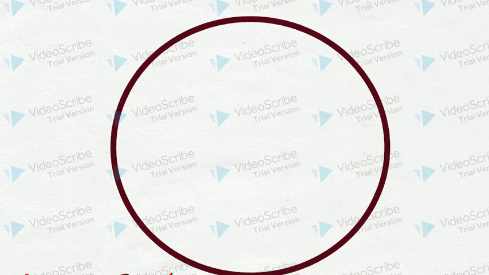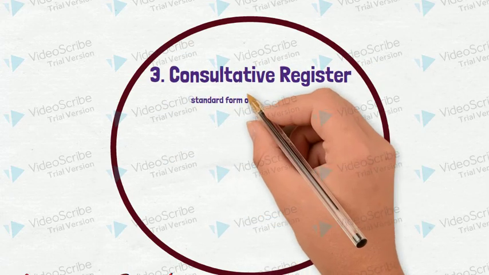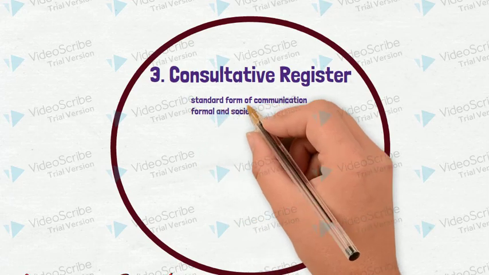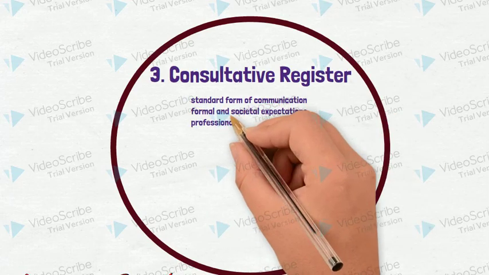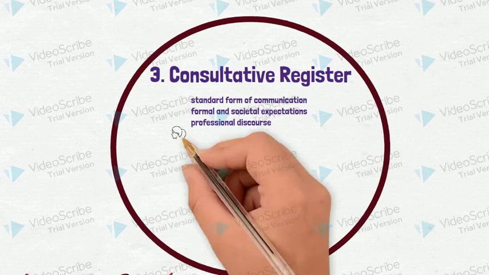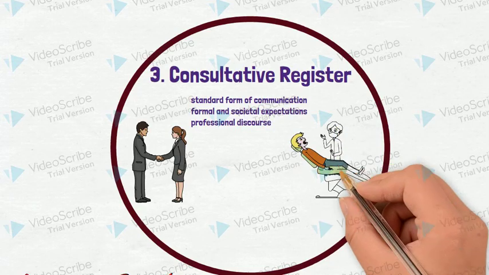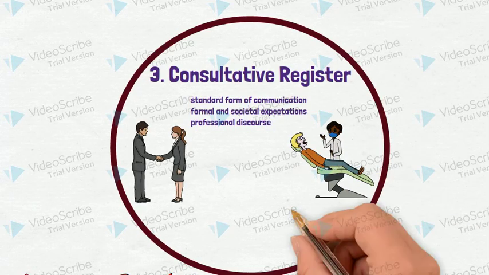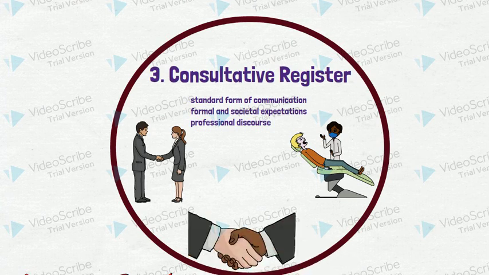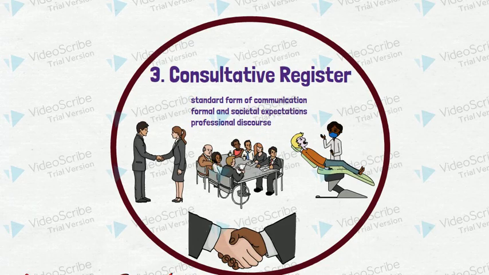Third, consultative register. This is a standard form of communication. Users engage in a mutually accepted structure of communication. It is formal and societal expectations accompany the use of this speech. It is professional discourse. For instance, communications between a superior and a subordinate, doctor and patient, lawyer and client, teacher and students, or counselors and clients.